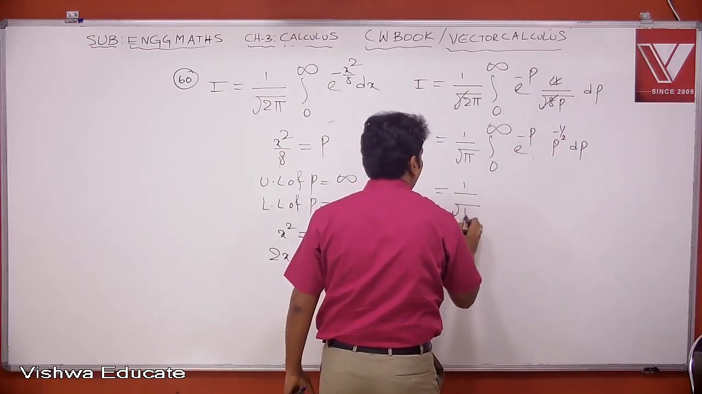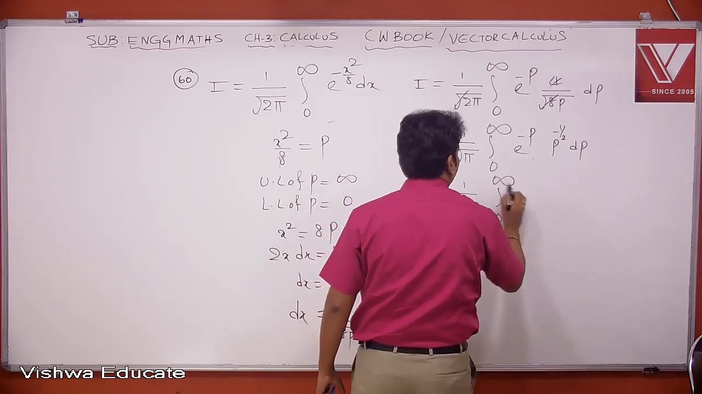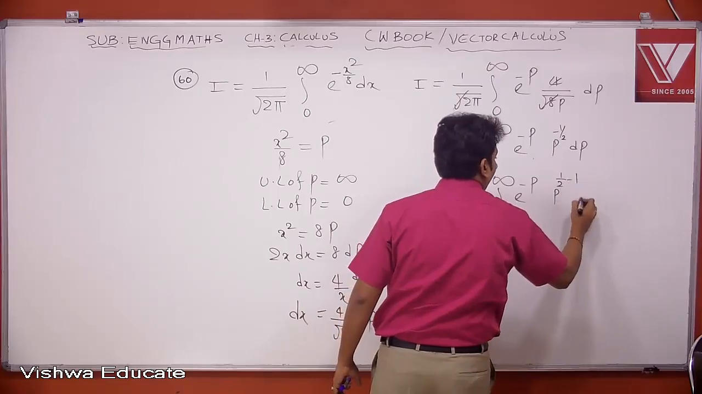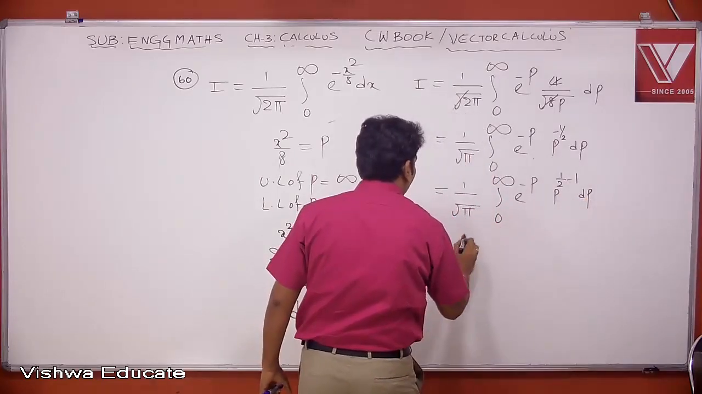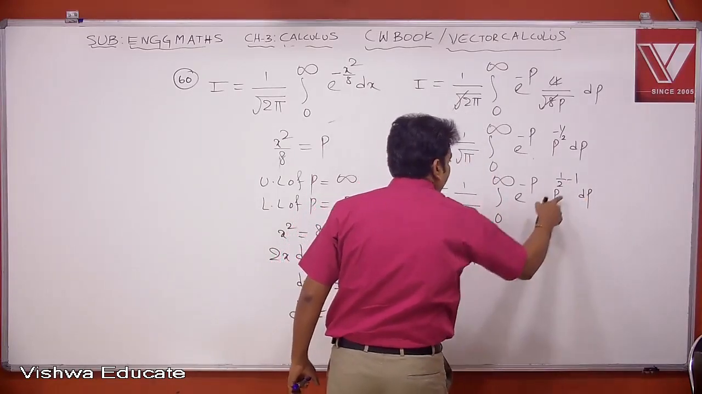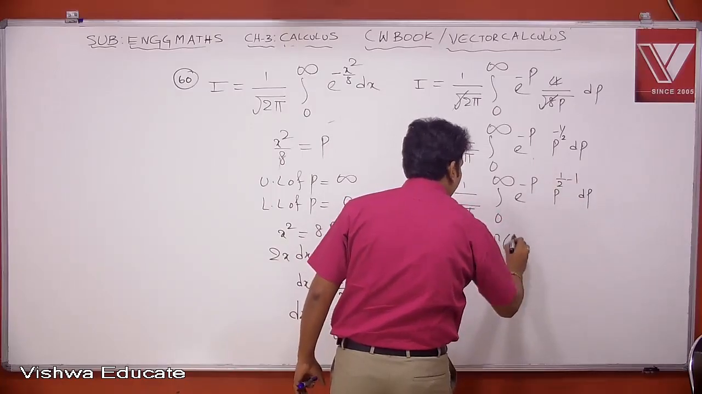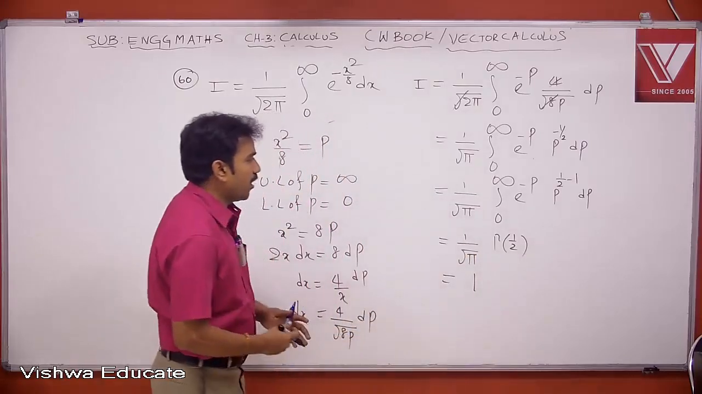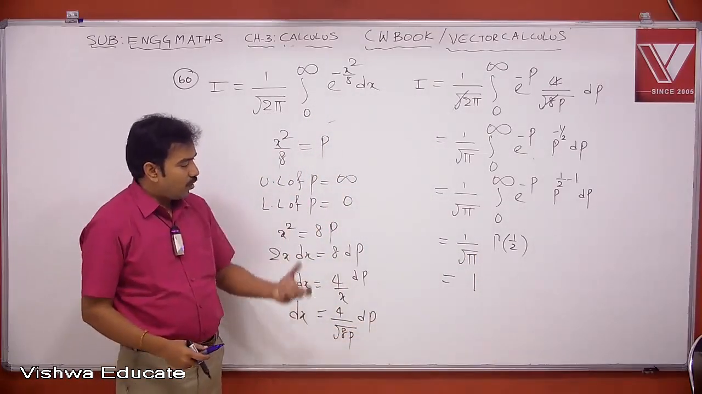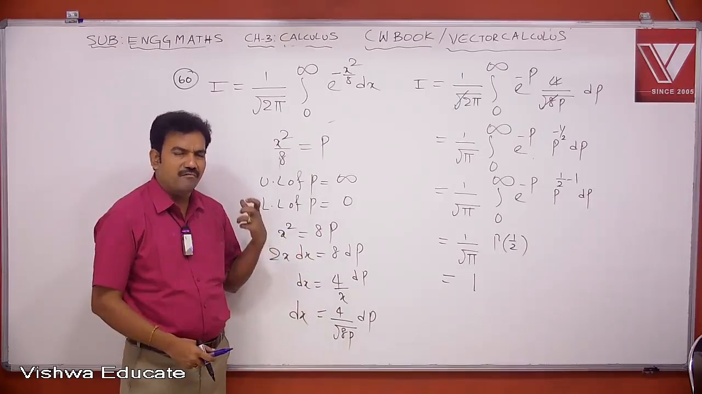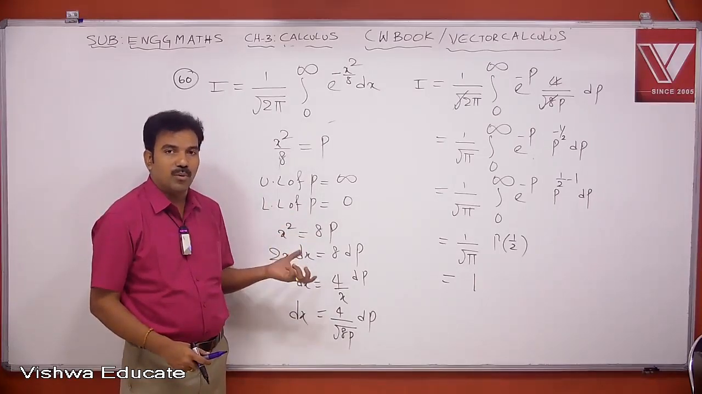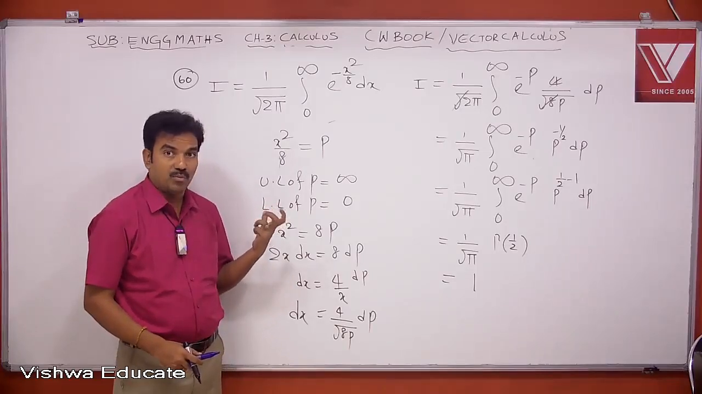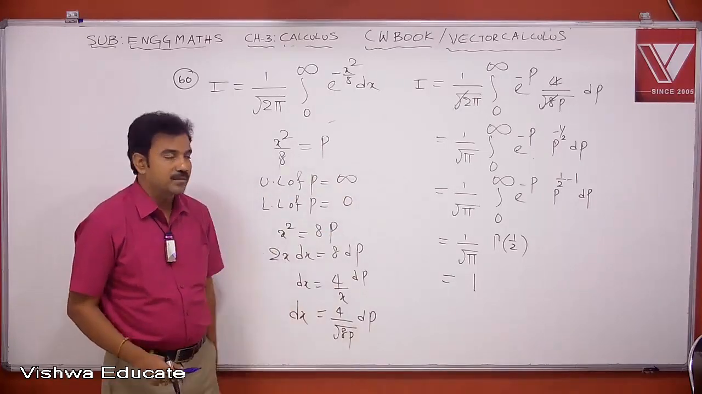Now this is 1 by square root of pi into integral 0 to infinity e power minus p into p power minus 1 by 2, we can write it as 1 by 2 minus 1, dp. So this is 1 by square root of pi into gamma of 1 by 2. But gamma of 1 by 2 is root pi, so cancel out this, the result is 1. See, when we were solving many questions based on gamma functions, every time it involves gamma of 1 by 2, either directly or indirectly. Such an important factor, the value of gamma of 1 by 2 is root pi. Okay, so note down these points.